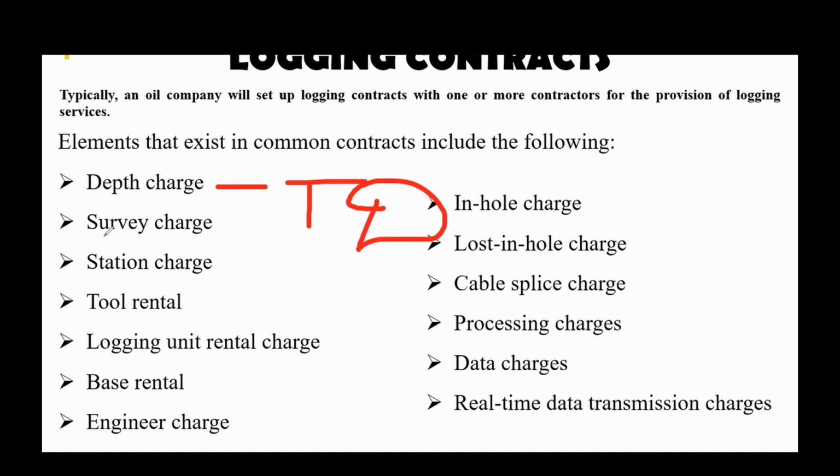And the survey charge: how much charge are they going to keep? What are the types of tools they are going to give? Maybe the caliper, how much do they charge? For the gamma ray log, how much? For the STT log, how much? The next one is the station charge, that is the rental of your logging tools, rental of your logging personnel, rental of your logging truck, like that. The tool rentals.